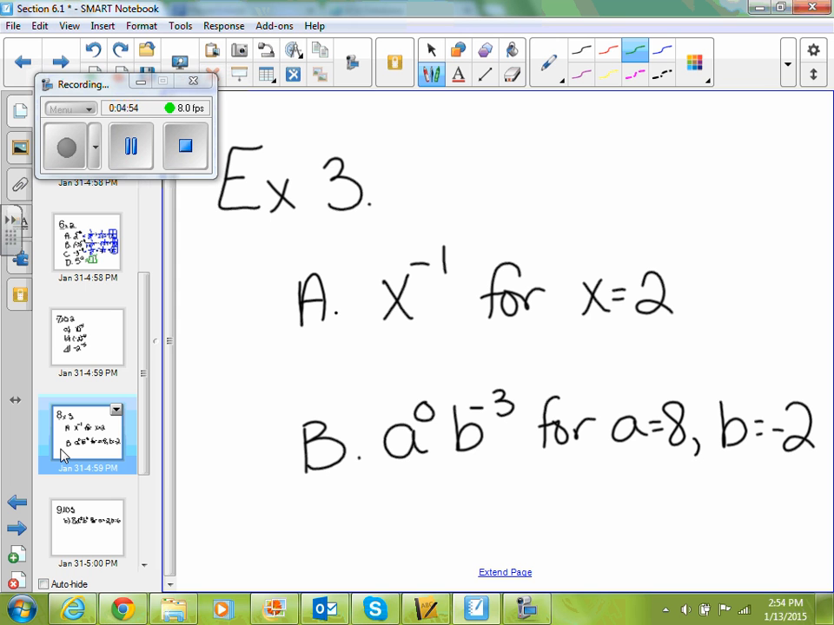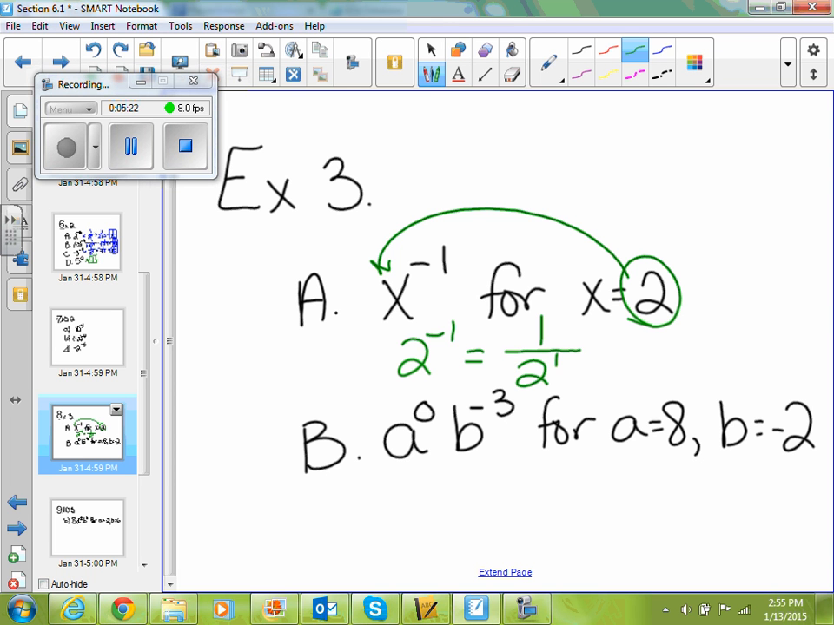So if I'm given example 3 of x to the negative 1, and I'm told that x equals 2, then we'll take this 2 and I'm going to plug it in for x. If I do that, then I end up with 2 to the negative 1. How do I make this negative 1 positive? Put it on the bottom, right? Make it a fraction. And what is 2 to the 1? 2, right? So this becomes 1 over 2.